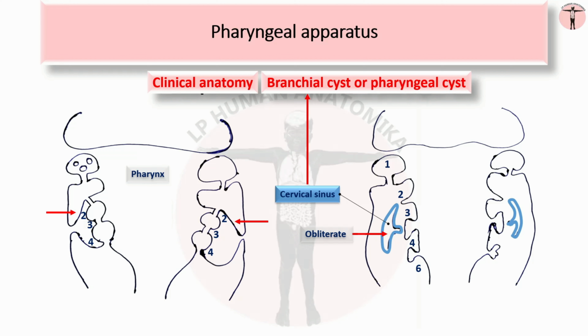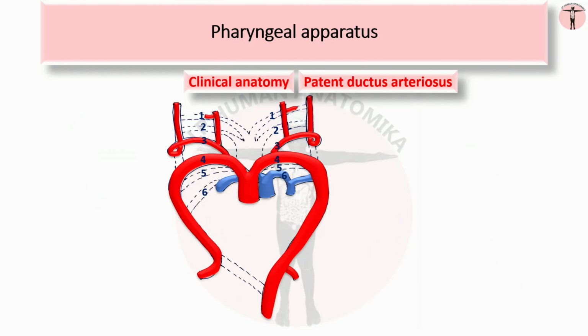It is generally found near the angle of the mandible. Cervical cysts often do not become apparent until late childhood or early adulthood, when they produce a slowly enlarging, painless swelling in the neck. The cysts enlarge because of the accumulation of fluid and cellular debris derived from the desquamation of their epithelial lining. Coming to the abnormalities of the pharyngeal arch arteries, patent ductus arteriosus.